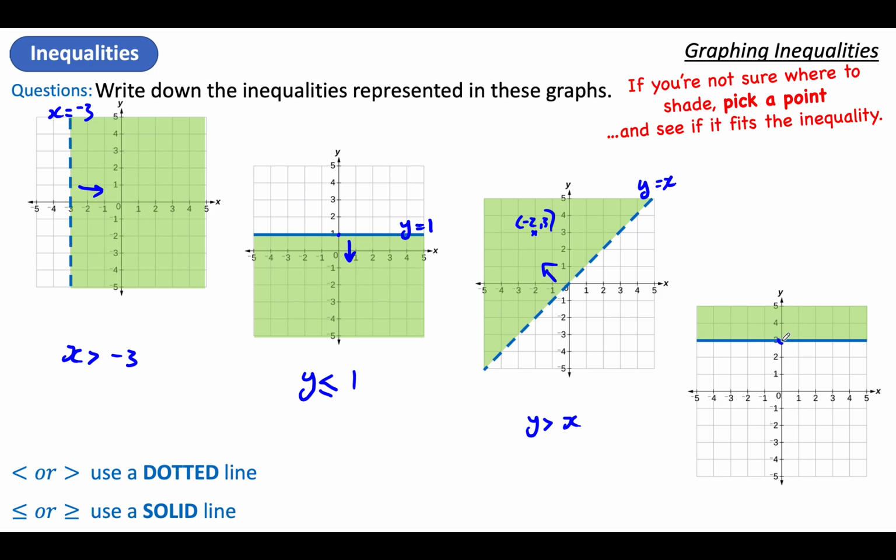This line here goes through the y-axis at the point where y equals 3. And it's shaded on top of the line. So we've got y and we've got 3. It's shaded above it, and that's all the bits where y is bigger than 3. And it's a solid line, so I need the equals. Y is greater than or equal to 3. Easy peasy, right?